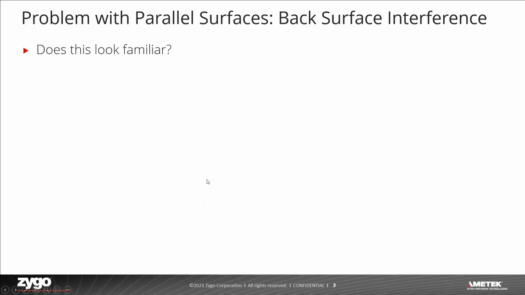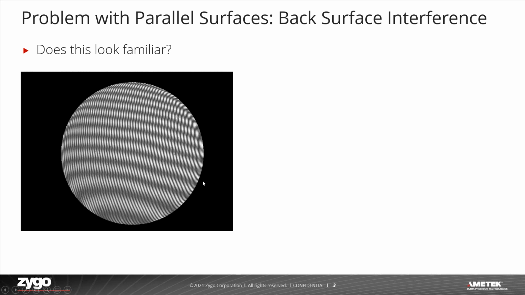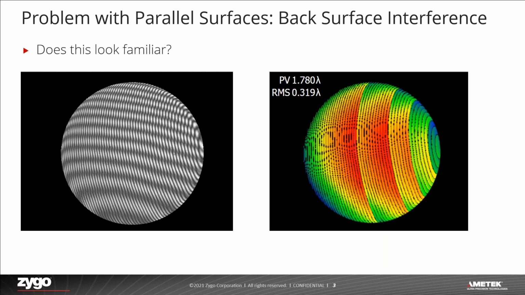So the problem we're talking about here is basically back surface interference. Does this look familiar? You're in the lab measuring your parts on your traditional mechanical phase shifting laser Fizeau, and you get a fringe pattern that looks something like this. Not sure what the issue is, but you hit measure, and instead of getting a nice clean surface map, you get something like this that has all sorts of discontinuities and dropout. That's not what anyone wants.